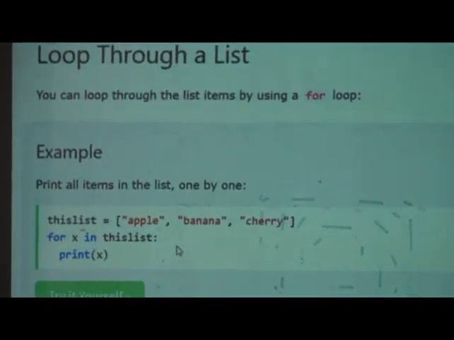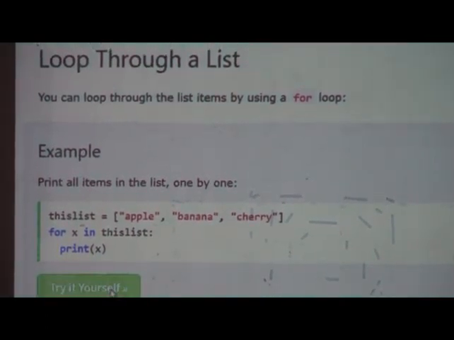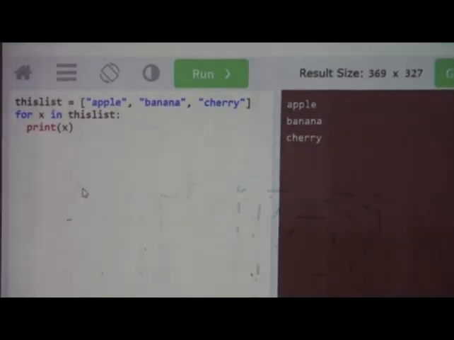So for X in this list, print X. It looks very neat, and there's nothing very elaborate or difficult to understand. I'm just going through all the elements and printing them. Next.